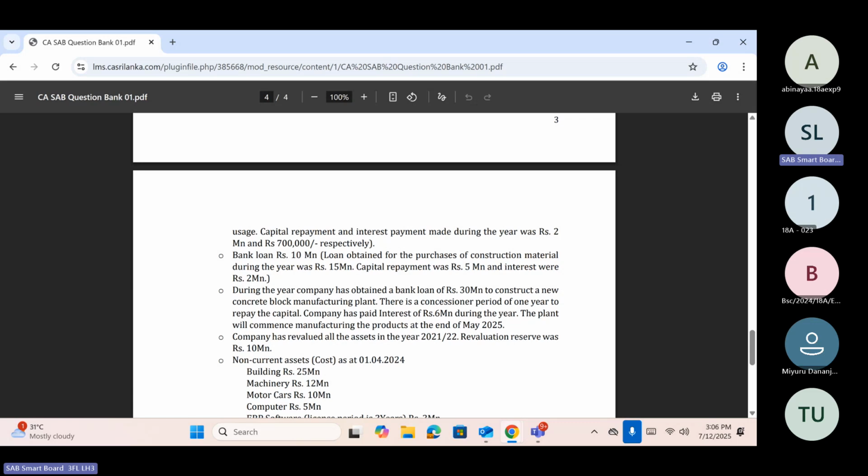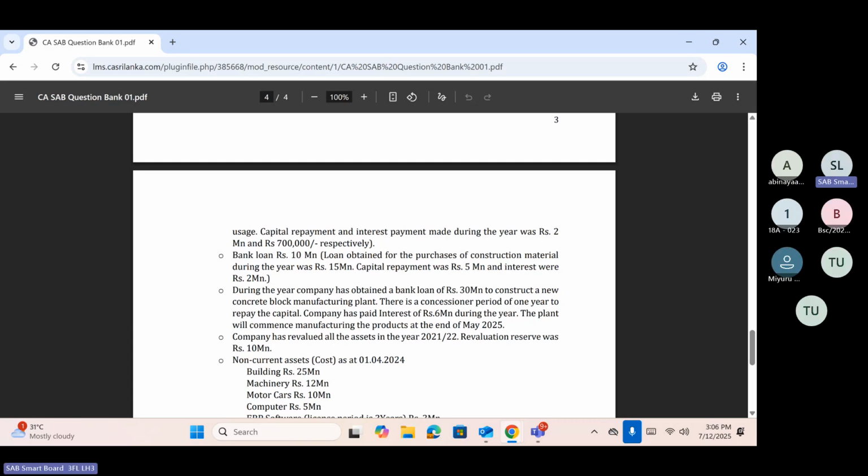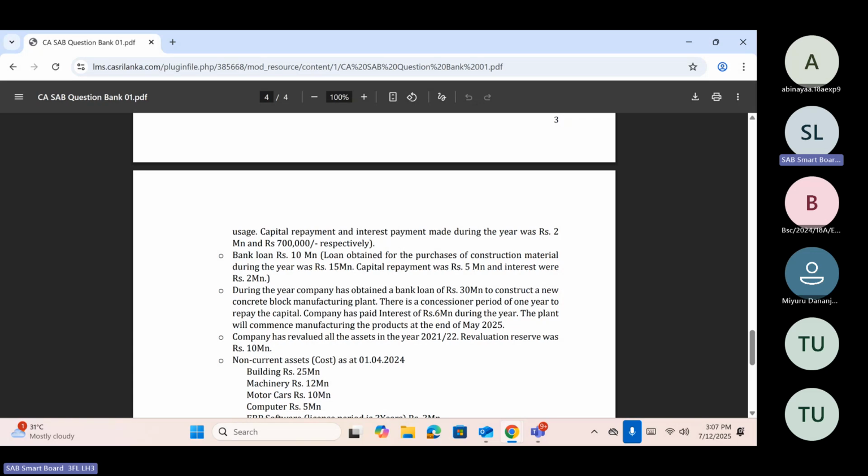How much we can tell? So the other finance cost we have worked out, that is 2 million, by cost of debt instrument. So what is the debt instrument which belongs to this allowable finance cost? Right? So loan obtained for the purchase of construction material was 15 million. Of that 15 million we have paid 2 million. Ending balance is 10 million.